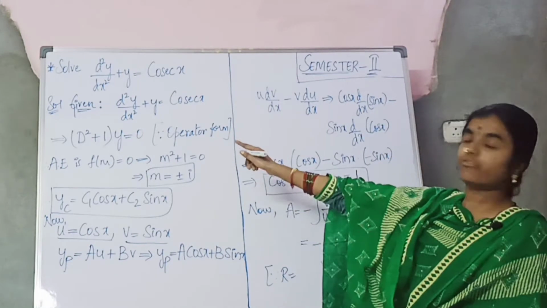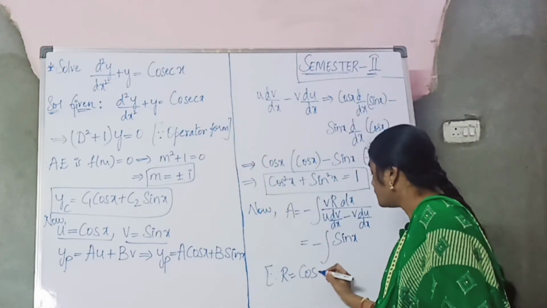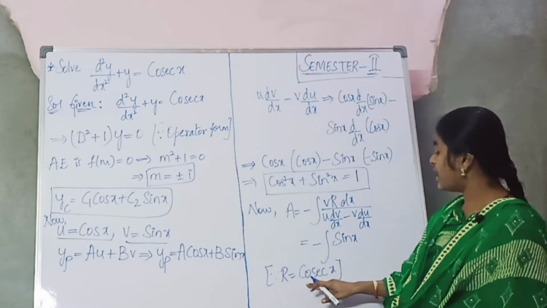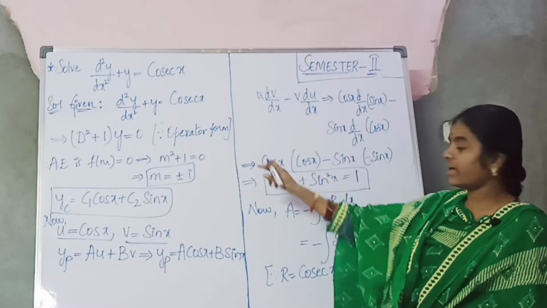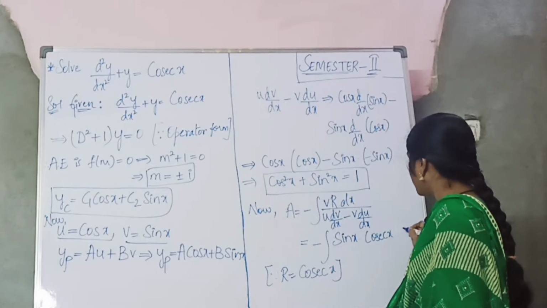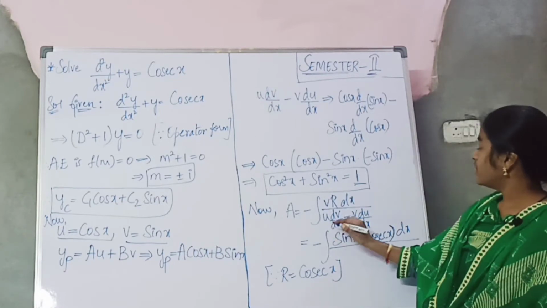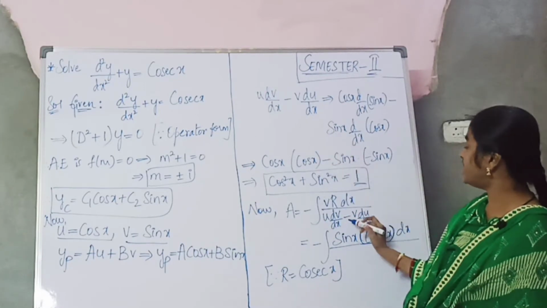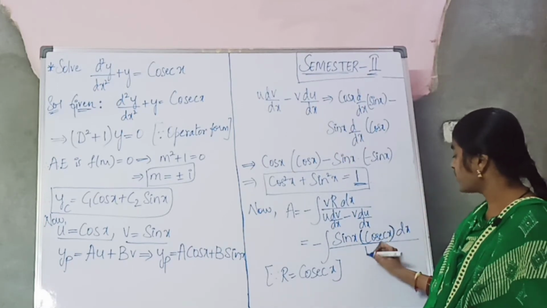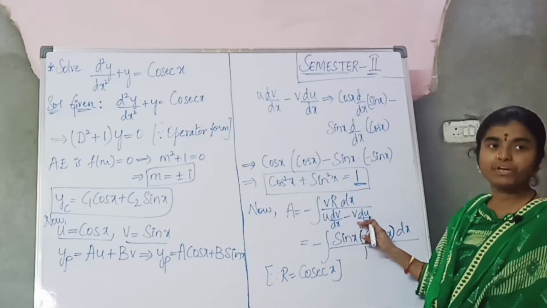Since r equals cosecant x, as we discussed in the method. So what is r here? r equals cosecant x. So sin x into cosecant x dx by, now what is the value of u dv by dx minus v du by dx? How much? 1. This is the value of u dv by dx minus v du by dx.